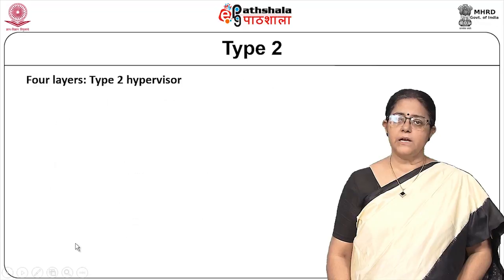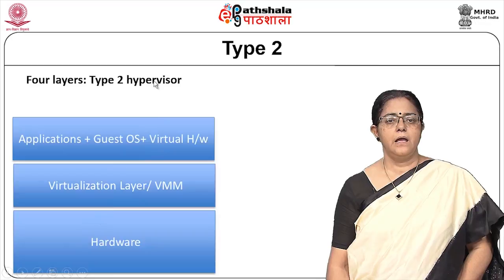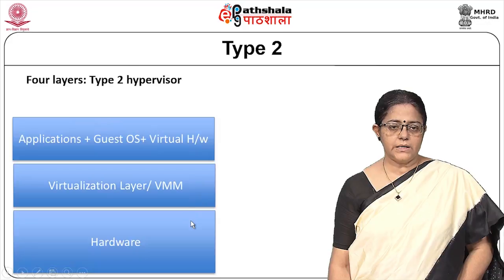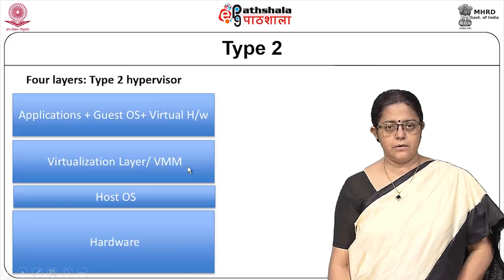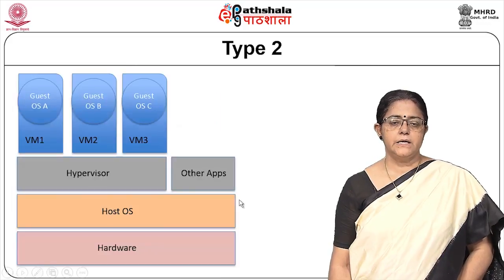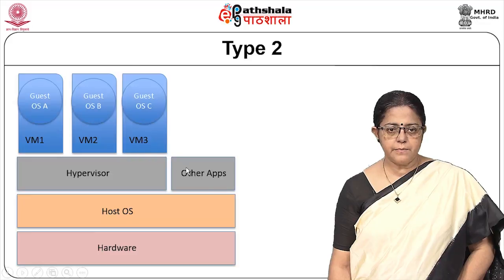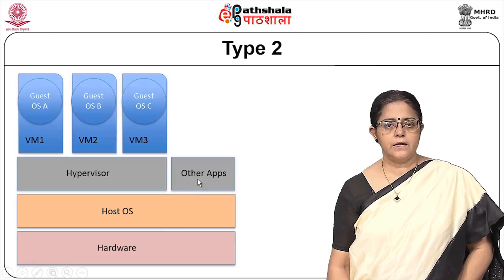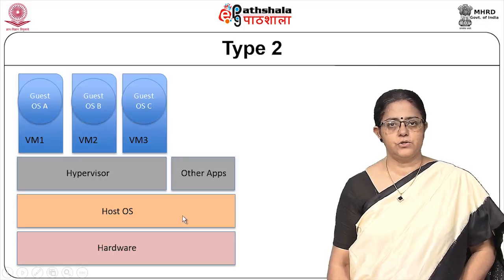In type 2 there will be 4 layers. Already the 3 layers, hardware, VMM and the application guest environment, are there. Now, in between the hardware and the virtual layer, the host OS will be implemented. So, this is how it will look. We have the hardware, host OS, hypervisor and VMs, virtual machines, but since there is a host OS on top of the hardware, the applications that are native to this operating system can also be run.